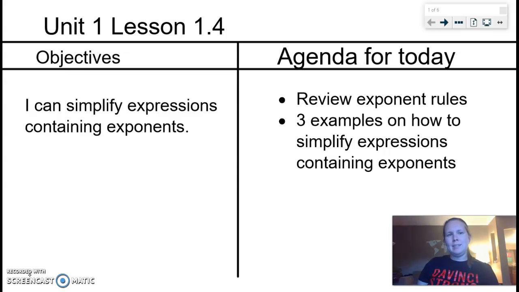Our objective today is: I can simplify expressions containing exponents. So we're going to review some of your exponent rules, and then we have 3 examples on how to simplify expressions containing exponents. So let's keep going.